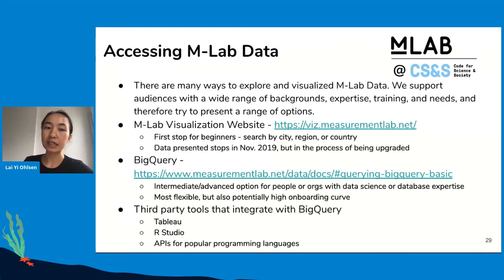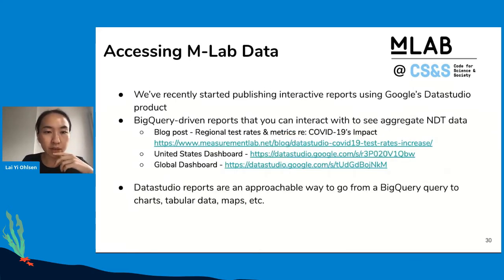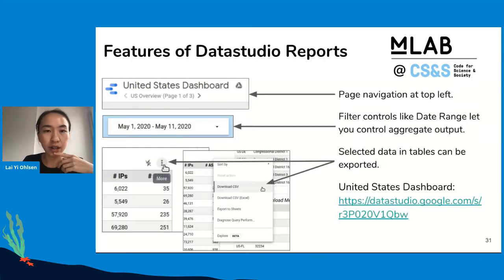So if you go onto our site, get access to data, and then immediately find that you don't know what to do next, we're always here to answer questions. There are also a number of third-party tools that integrate with BigQuery. If you're familiar with Tableau or RStudio, there are also APIs for other popular programming languages like Python. Those are also an option to access our data. We talked about the Data Studio dashboards. That is just a quick overview of how to access our data, and we're here for any more questions. Typically, it's useful just to introduce them and then help with a specific research use case. So if you have questions, please let us know.